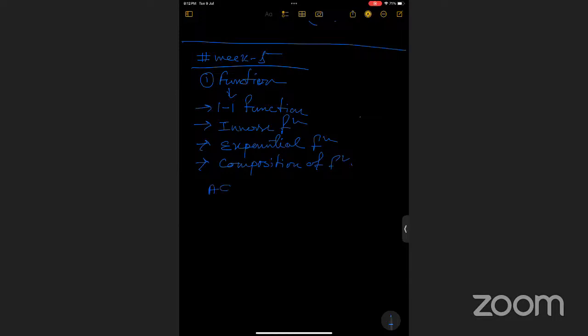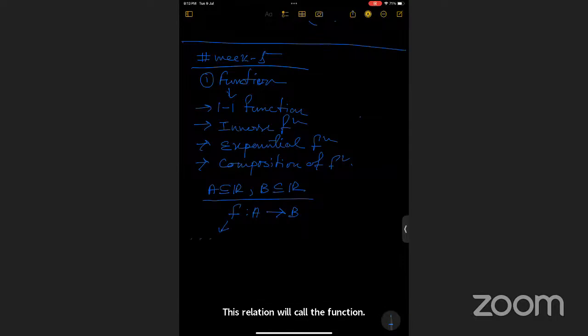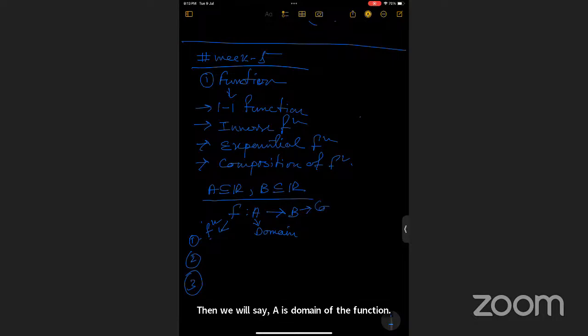So if we use this notation, A and B, that means A is a subset of R, and B is a subset of R, right? Yes. So if we take a relation just from A to B, this relation will be called a function if it satisfies some condition. And here, if f is a function, then we say A is the domain of the function and B is the codomain of the function, right?